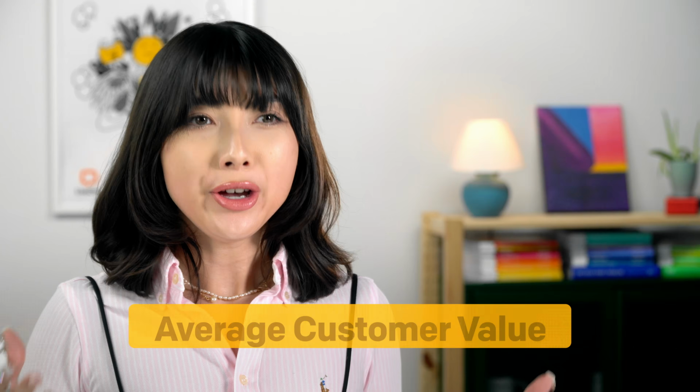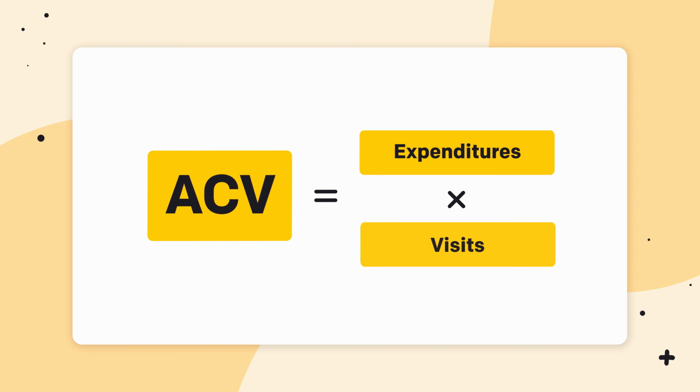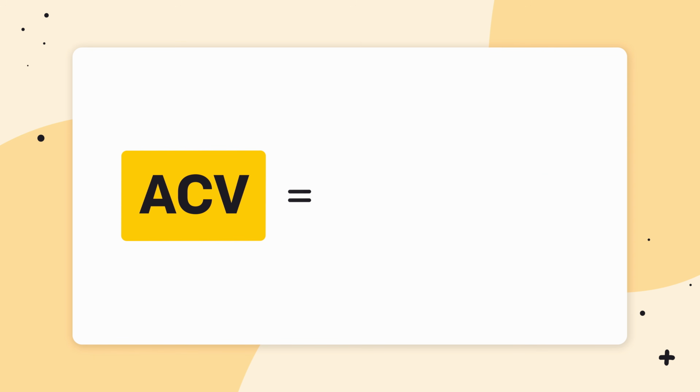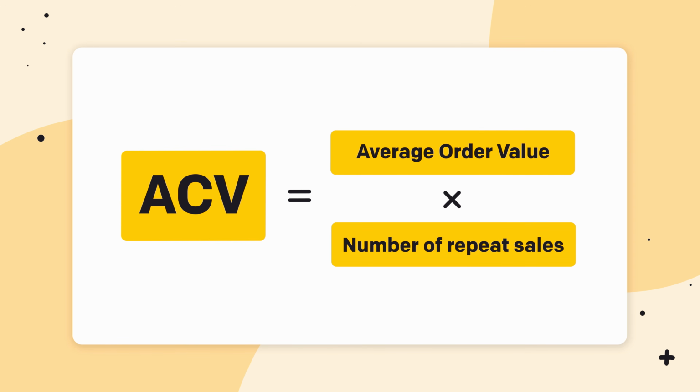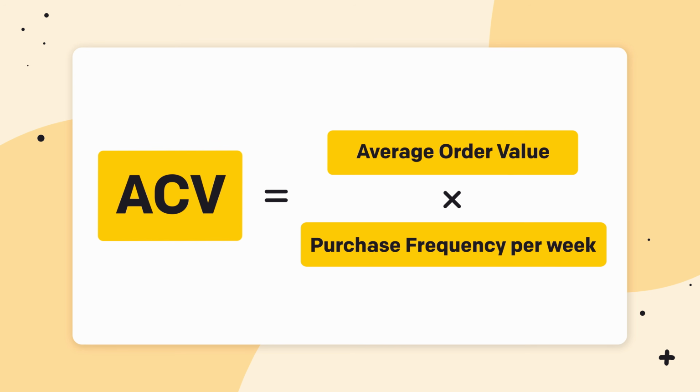The next section is average customer value, or ACV. We're talking about all of this so that you have a better understanding of what customer lifetime value is and how it's calculated. As we can see in our example, ACV equals expenditures times visits, or like we talked about before, ACV equals average order value multiplied by number of repeat sales, or ACV equals average order value times purchase frequency per week. Here we calculate the measure for each customer individually, and then we sum it up and divide by 5, since we are calculating the average.